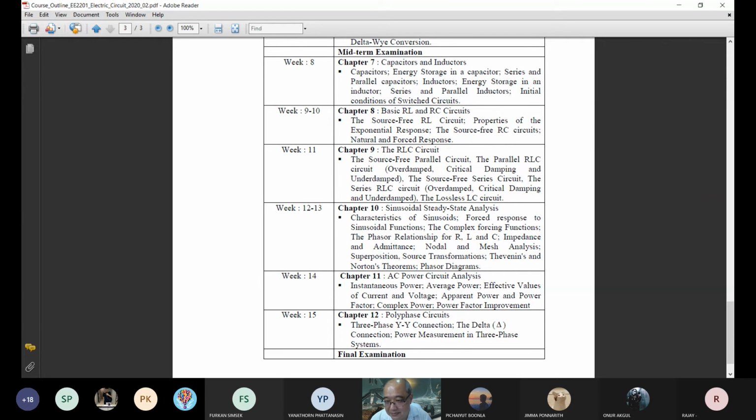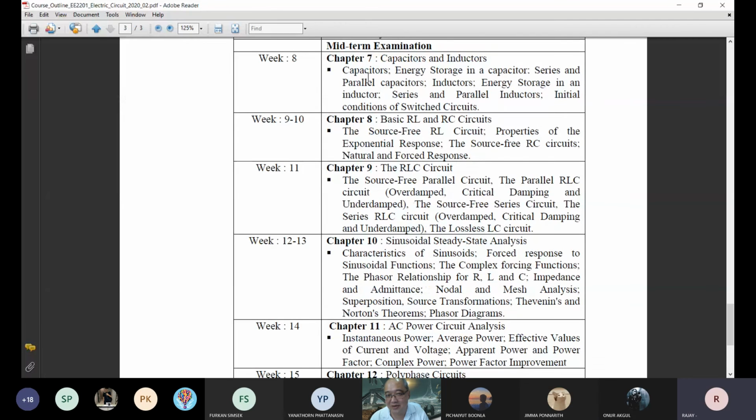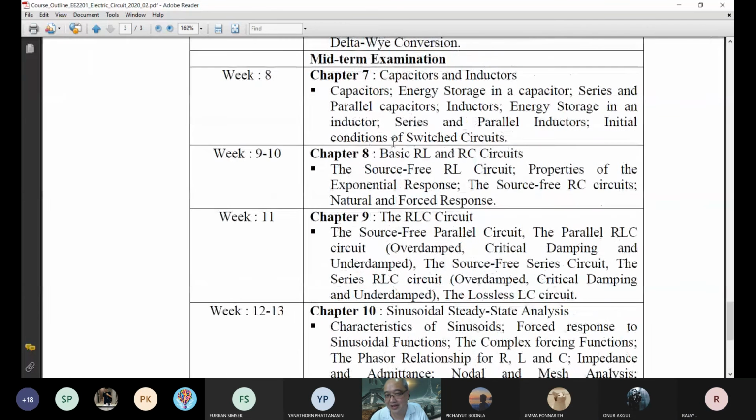Is it enough? For the final exam information, is it enough? Or do you want to know more? More, Achan. Okay, we concentrate on it. Can we zoom it?